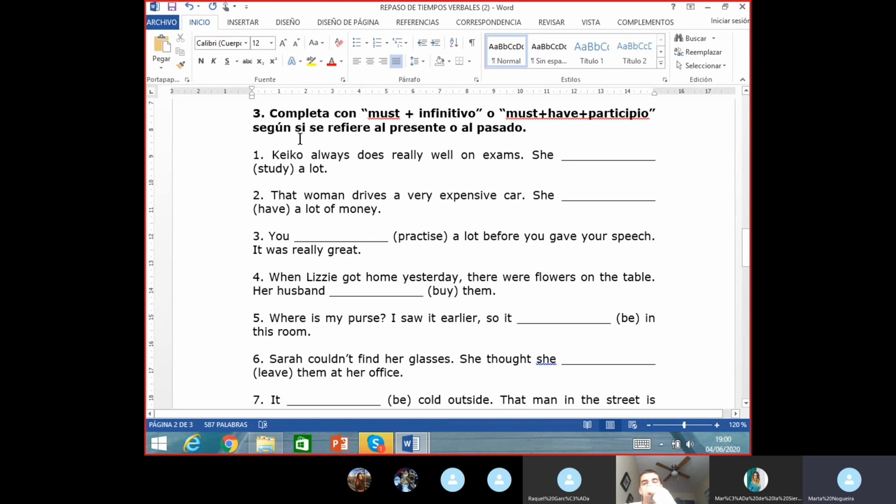Vale, this is a little bit more difficult. So you're going to have must plus infinitive. Infinitive is the first column, para que todo el mundo se entere, ¿vale? Pues un infinitivo es go, come, buy. Okay, must plus infinitive if I refer to it in the future or in the present. Por ejemplo, I'm going to say an example in Spanish and in English so that you are going to understand it better.